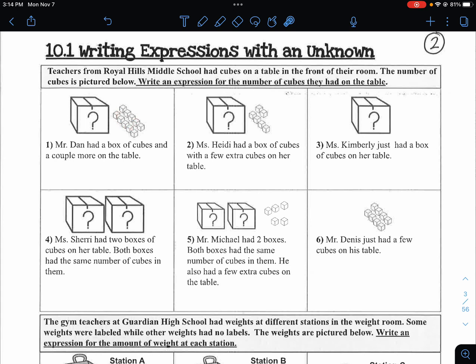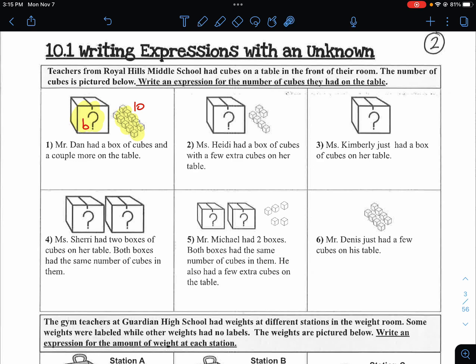Well, I've got a total of 10 cubes right here, right? That's 10 cubes right there. But how many cubes do I have right there? There's some cubes in there. He said he had a box of cubes, but I don't know what's in there. So if I don't know what that is, I can use a variable. I can use a variable like b, or n, or x, or y. I'm just going to use b.